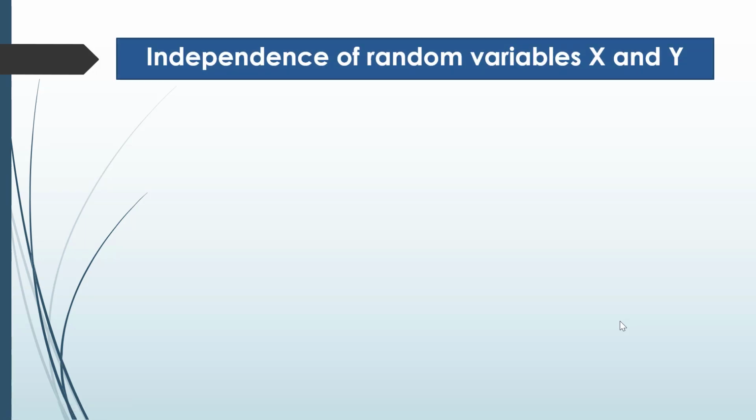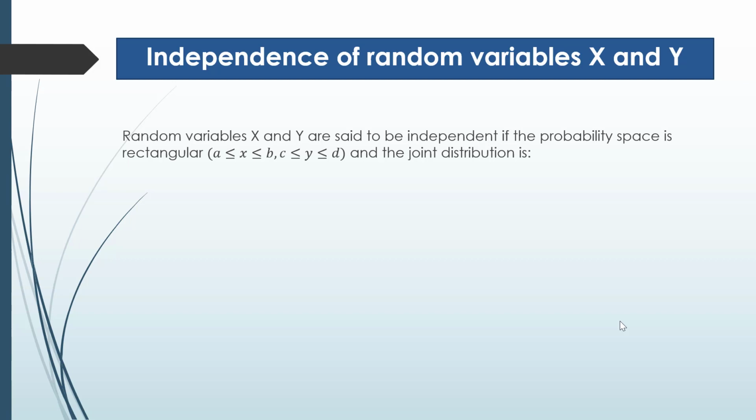Independence of random variables x and y. Random variables x and y are said to be independent if the probability space is rectangular: x is restricted between A and B, y is restricted between C and D, and the joint distribution f of xy at the point x, y is f of x times f of y. So basically the joint distribution becomes the product of the marginal distributions.